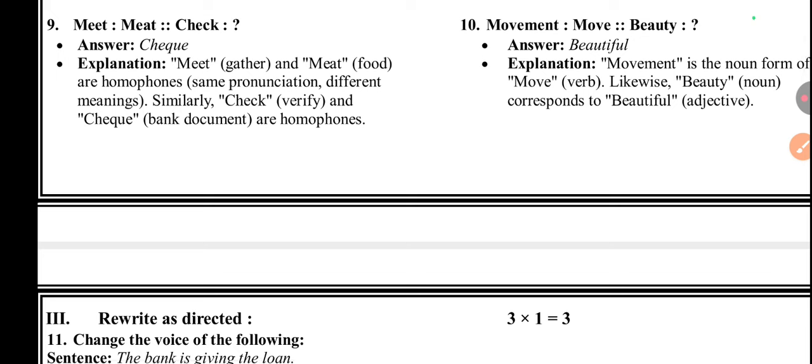Ninth one, meet, meat. Meat, gather; meet, food are homophones. Check another one, homophone, check. Similarly, check, verify, and check, bank document are homophones.